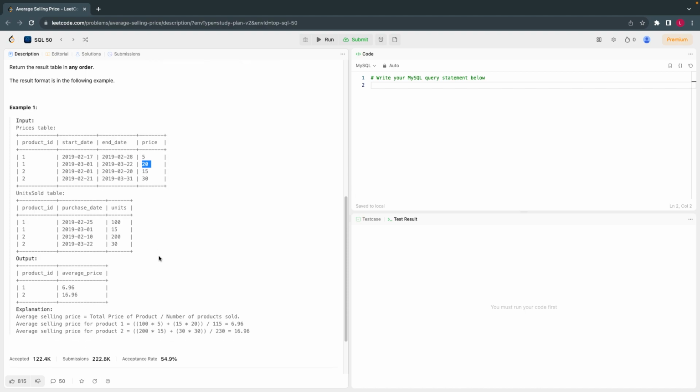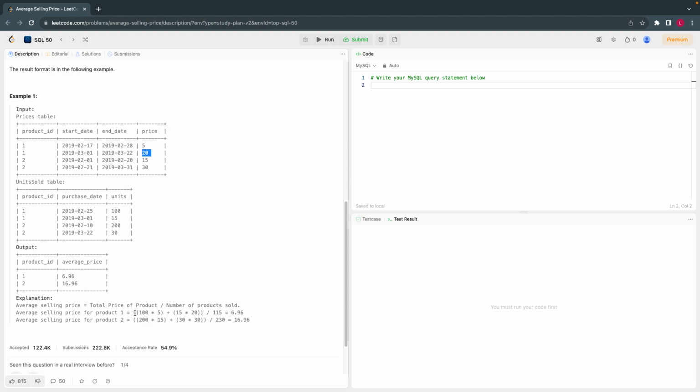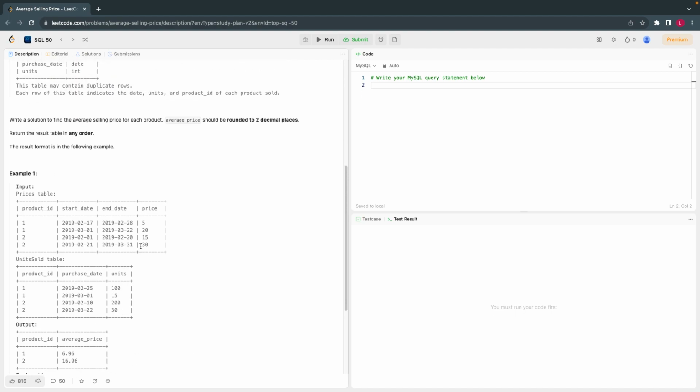That's the reason, if you see here, they're asking us to calculate for product 1. 100 into 5 for the first time, and then 15 units got sold at the price of 20. This gives us the total price, divided by how many units we have sold, which is 115. That's what gives us the average price for product 1. Same applies for product 2. So this is how we have to calculate.